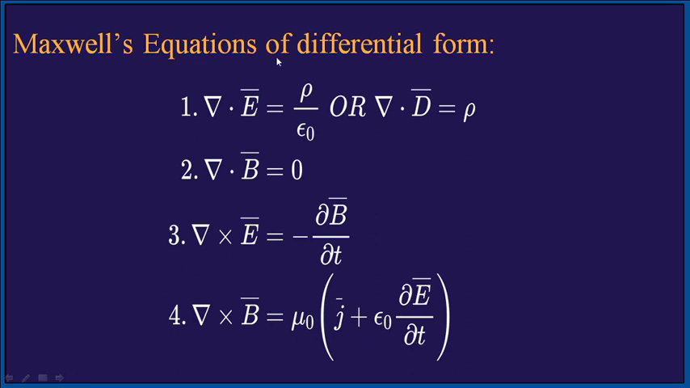And all these four are, basically, the Gauss law in electrostatics, but in differential form. This is the Gauss law in magnetostatics in differential form. This is Faraday's law in differential form. This is Ampere's law in differential form. And these four equations are now considered as Maxwell's equations of differential form.